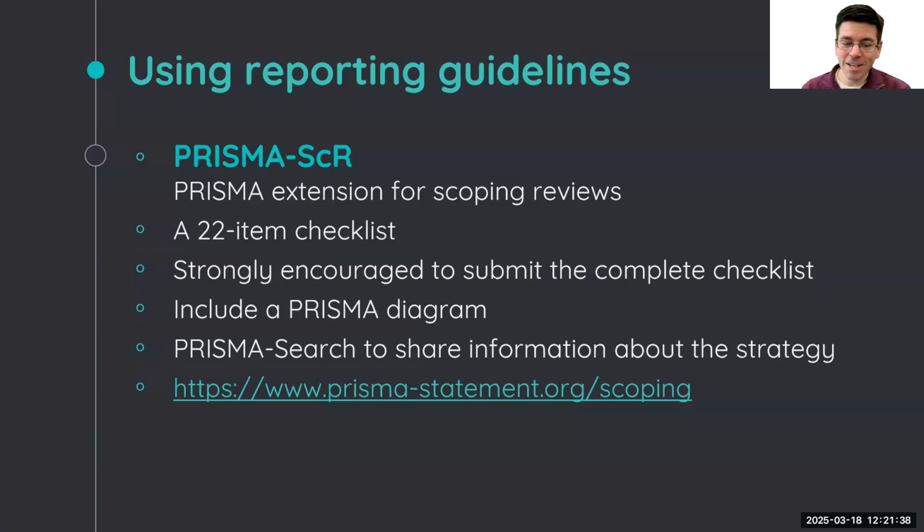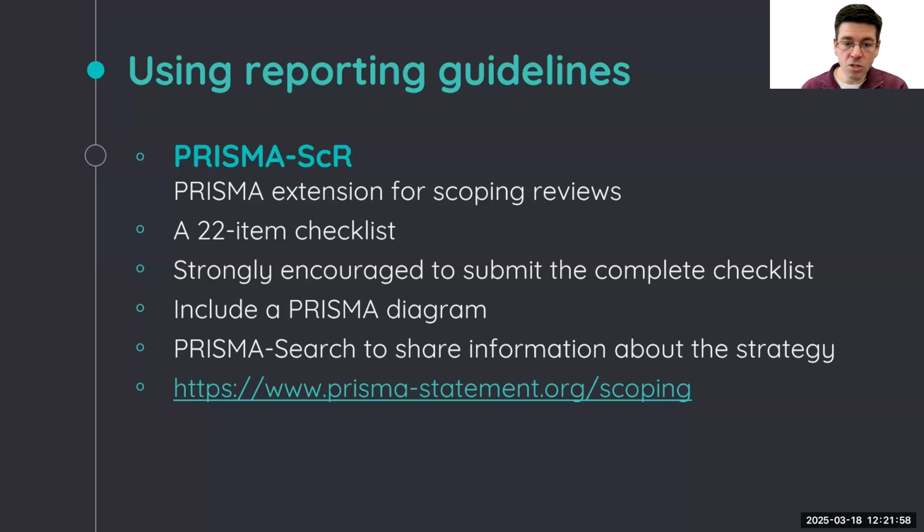Having said that, Prisma stands for the Preferred Reporting Items for Systematic Reviews and Meta-Analyses. That's originally the model that came out. And then different extensions have been developed over time for different types of reviews, with certain nuances for each type.